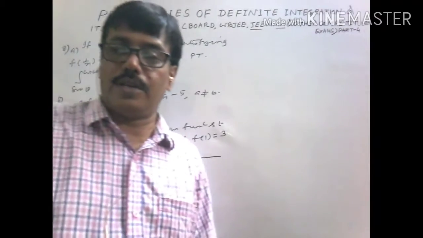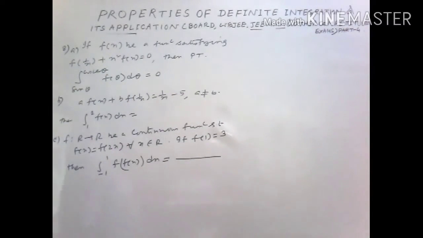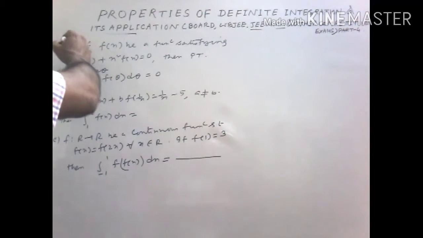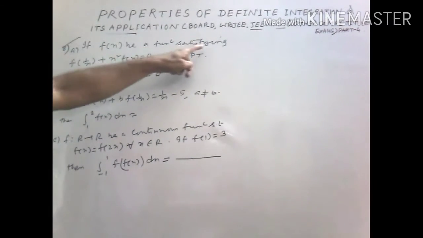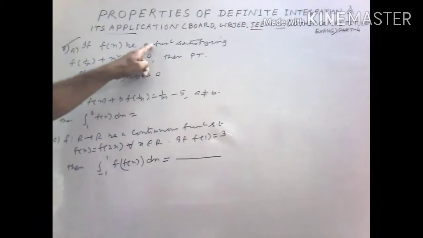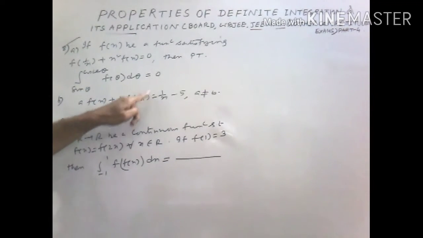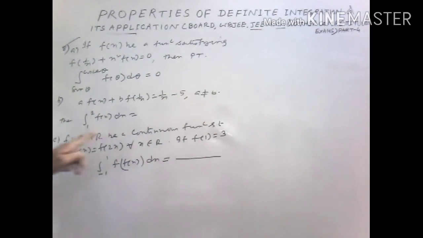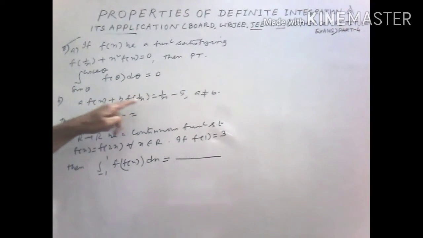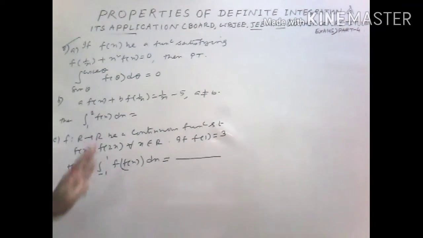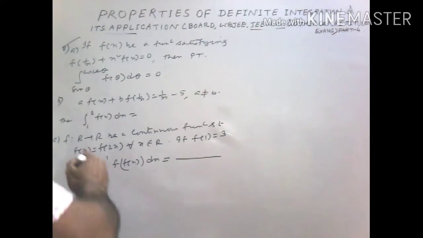Now we consider definite integration considering functional relation. Look, if f(x) be a function satisfying f(x) plus x square f(x) equals to 0, then prove that the integral from sin theta to cosec theta of f(theta) d theta is 0. Second, a f(x) plus b f(1 by x) equals 1 by x minus 5, a not equals to b, then the integral from 1 to 2 of f(x) dx. This is simple, but it will take time. So you have to find f(x) first, replacing x by 1 by x, you have to find f(x). Then integrating, we get the result.